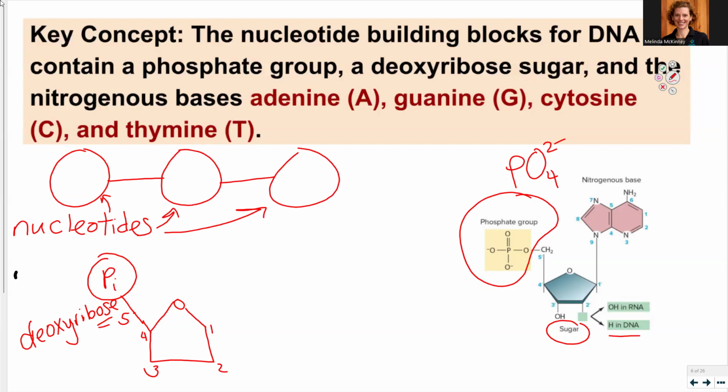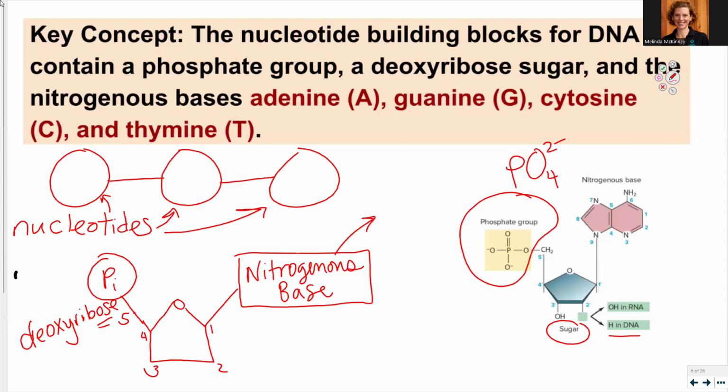And then that is connected to a nitrogenous base. I just usually draw this as kind of a rectangle. There's a few different forms. In the case of DNA, there are 4 options for nitrogenous bases: adenine, guanine, cytosine, and thymine. Okay, those are written up here, and you do need to know those.